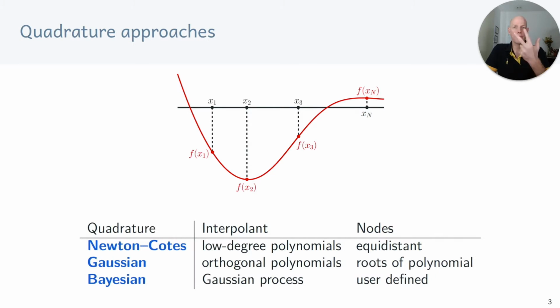We'll be looking at three different quadrature approaches. Newton Cotes quadrature, where we approximate the function using a low-degree polynomial. Gaussian quadrature, where we approximate the function using a family of orthogonal polynomials. And Bayesian quadrature, where we use a Gaussian process as the interpolant.